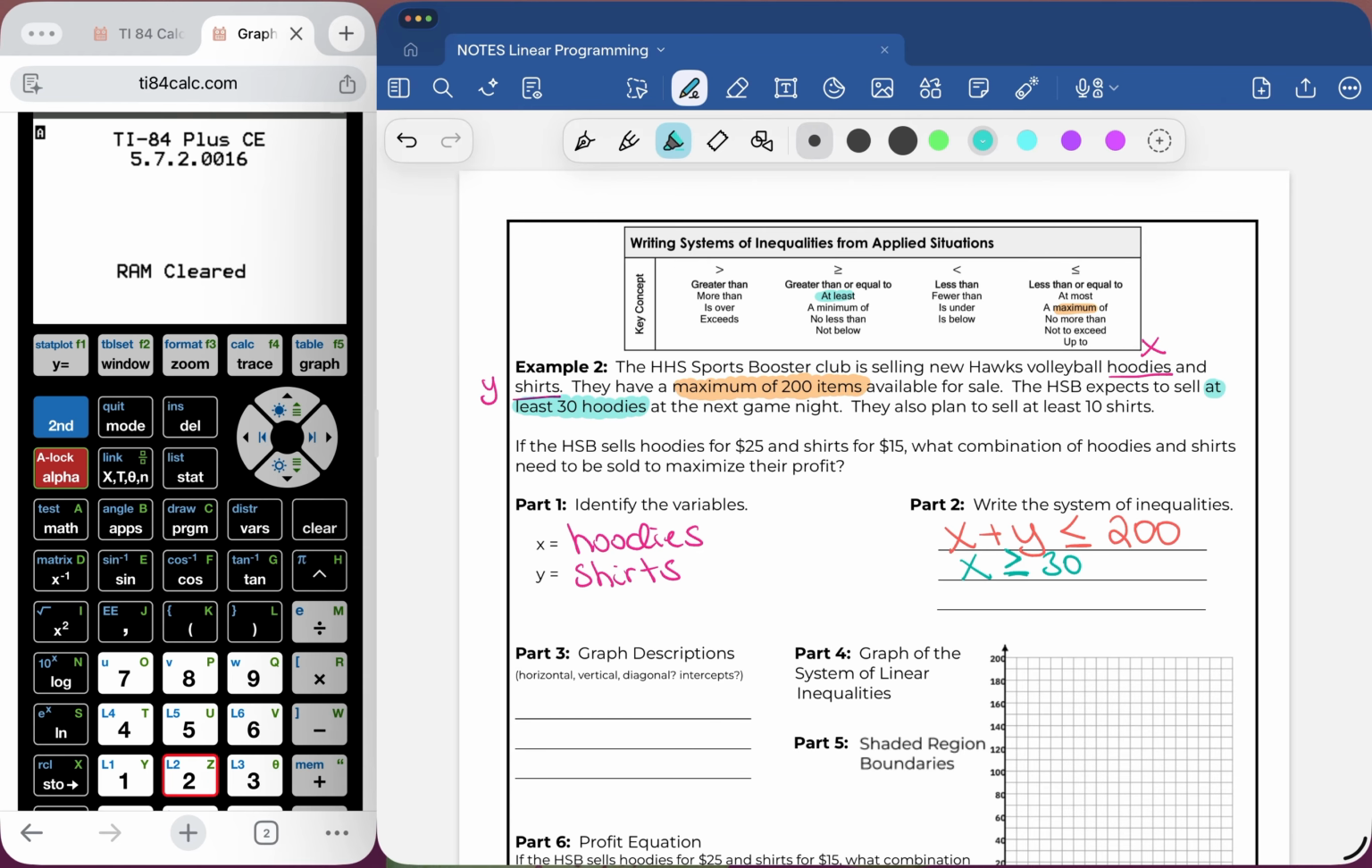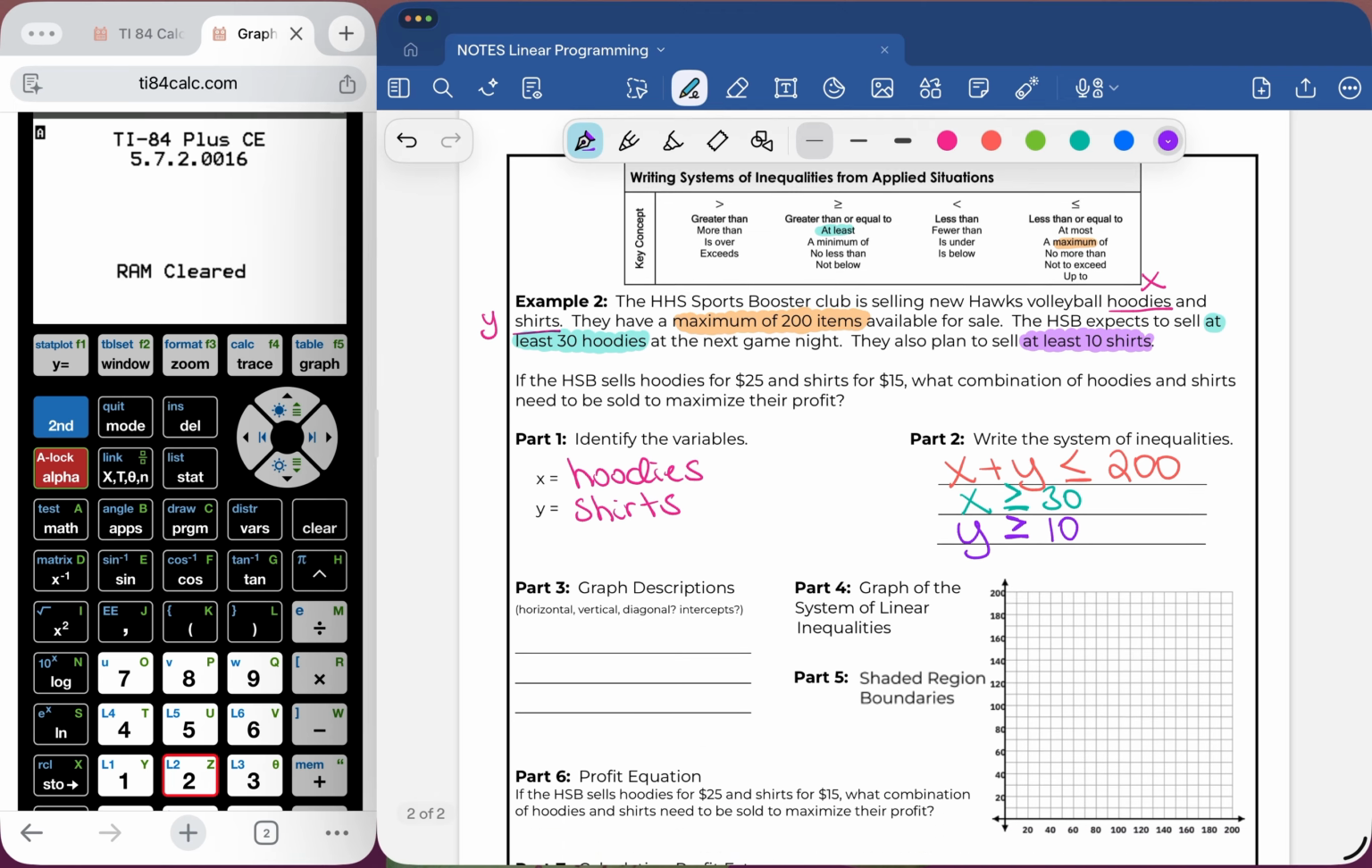All right, last one comes from they also plan to sell at least 10 shirts. So shirts is our Y and at least 10. So we set up our 10. At means we want the equal to. And then same thing, if 10 is the least, then I need to sell 10 or more. So we're going to have X plus Y is less than or equal to 200. X is greater than or equal to 30, and Y is greater than or equal to 10.